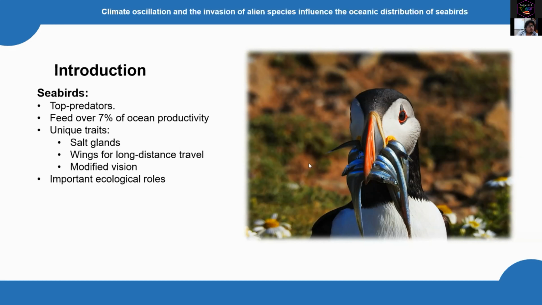And finally, another important thing about seabirds is that they have important ecological roles. These ecological roles basically function as a link between the sea and land. By predating fish and other species in the sea, they pack nutrients together and bring them to the land, and this functions as an enhancer of nutrients, especially in and around their colonies.